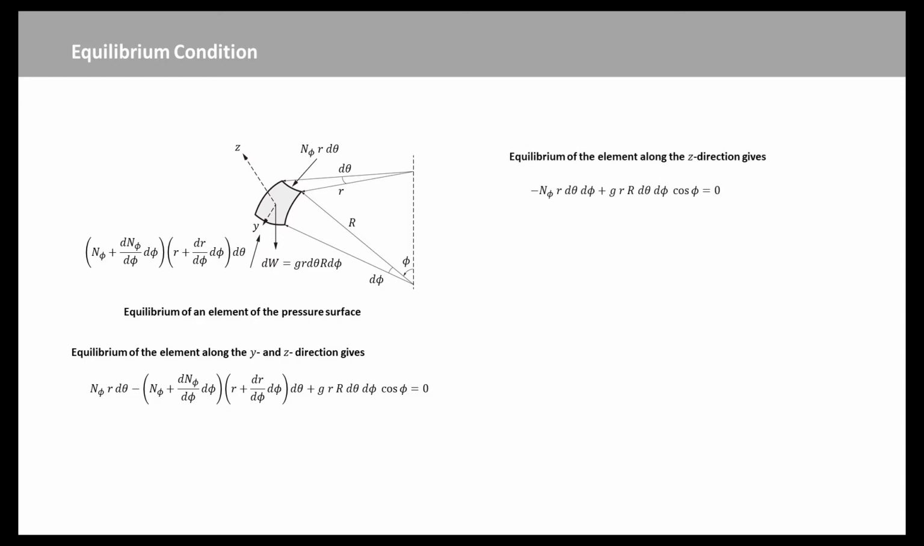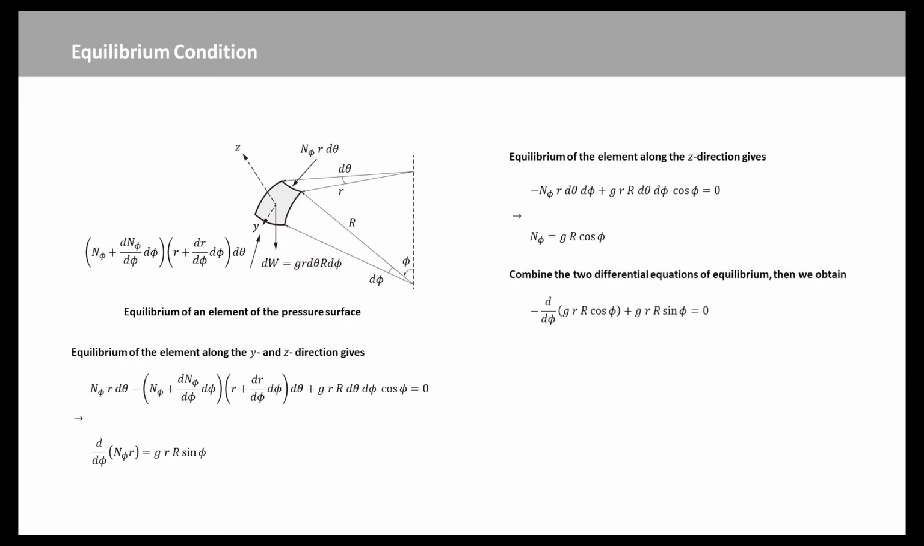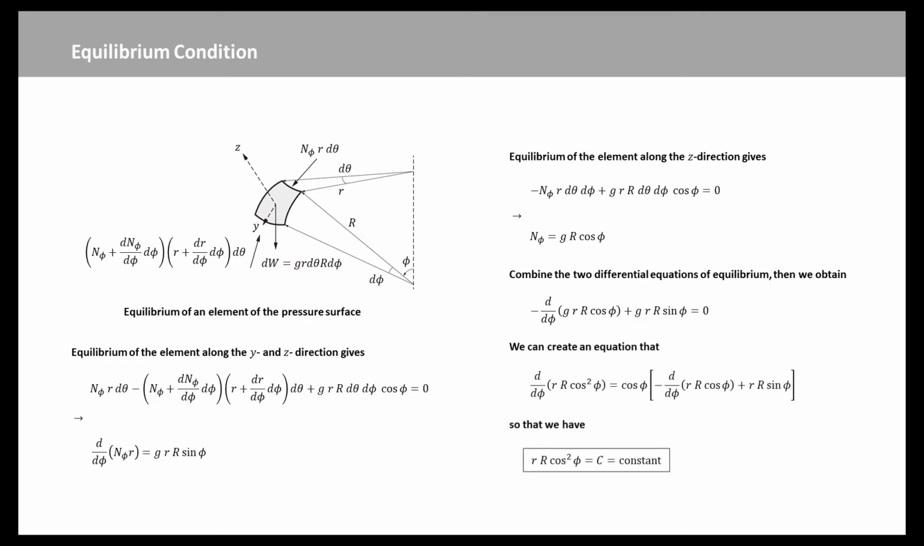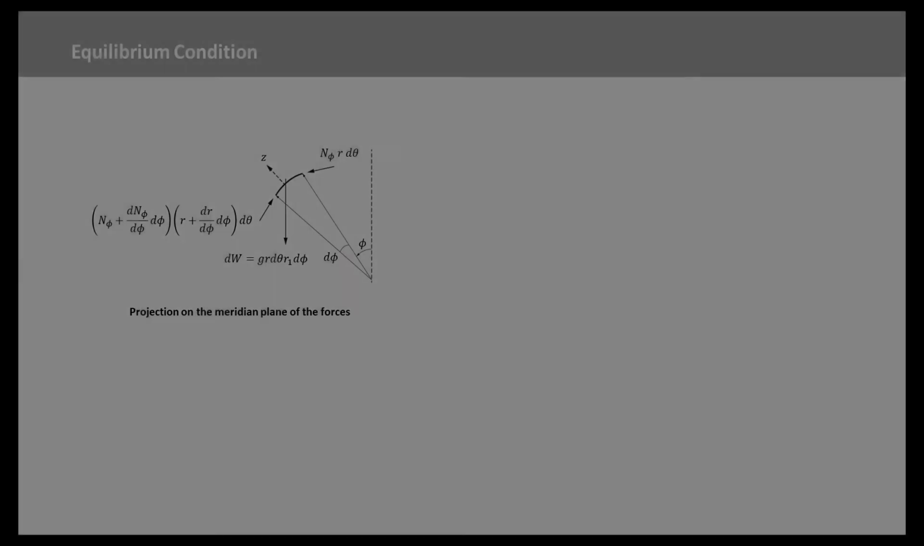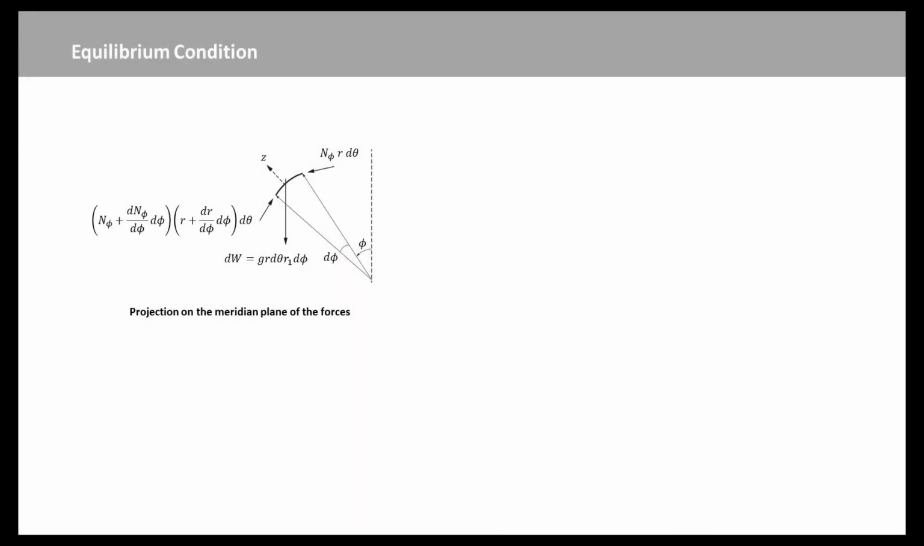Equilibrium of the element along the z direction, normal to the pressure surface, is instead expressed by this equation. After simplification, we have this expression. Combining the two differential equations of equilibrium, we obtain this equation. Now we can create an equation and know r times R times cosine phi squared is a constant. By looking at the equilibrium condition along the horizontal projection of a slice element of magnitude d theta, we can explain the significance of this condition.